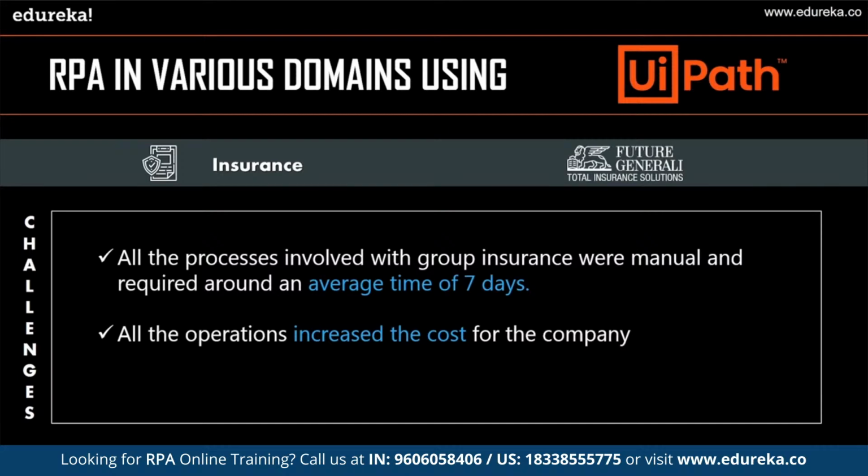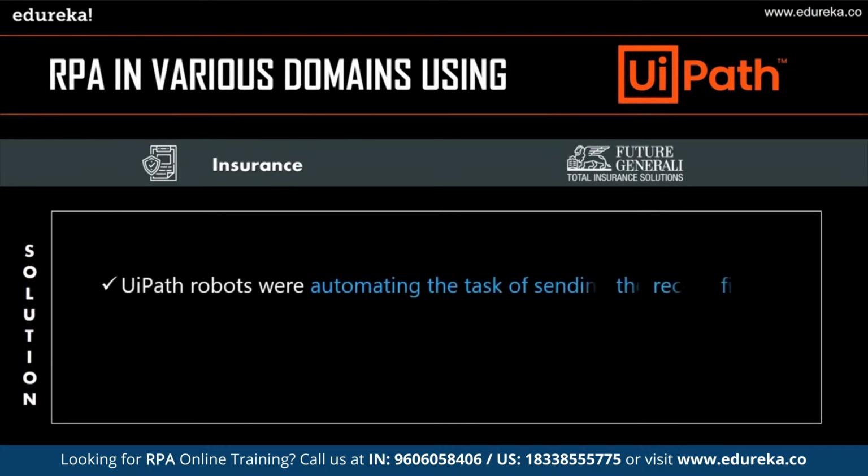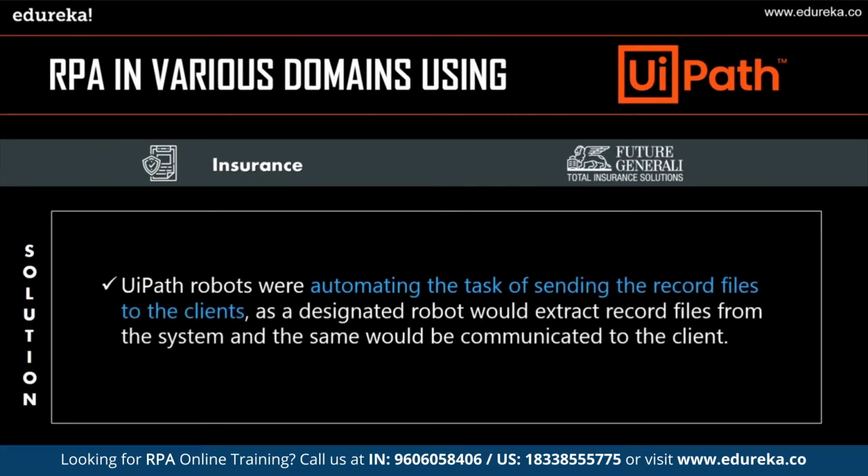So the company realized that if operational activities such as uploading member data for various policies were done using RPA, then the process would be more effective and would cost less. So, to find a solution to this problem, the team of Future Generali India Life started to automate the tasks of 50 transactions daily with the help of scripting based automation using Python.